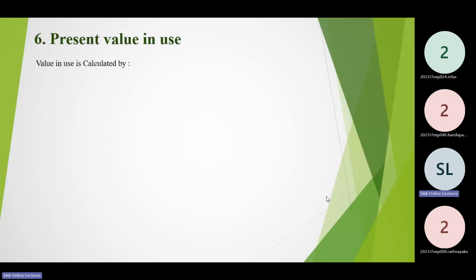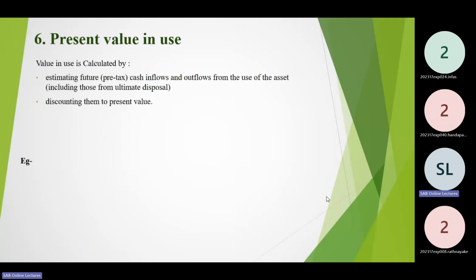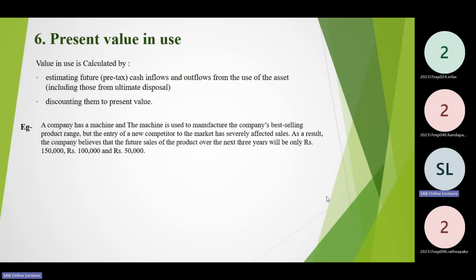When we are calculating value in use, we consider the estimated cash inflows and outflows of the company and multiply them by the discounting factor. So let's see an example. The company has a machine, and the machine is used to manufacture a product over the next 3 years. Assume the first year is 150,000, second year 100,000, and third year 50,000.